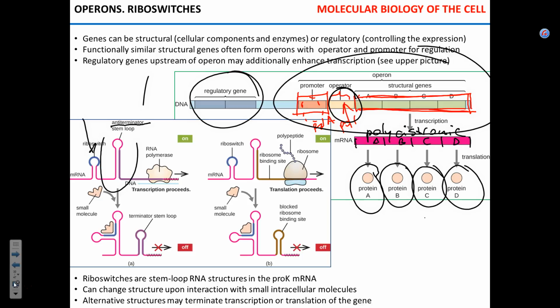When it binds to the riboswitch, it changes the riboswitch structure and changes the structure of the anti-terminator stem loop, which is now becoming a terminator stem loop. Because of the changed structure, RNA polymerase cannot bind to the promoter anymore, and transcription is off. Does that make sense?